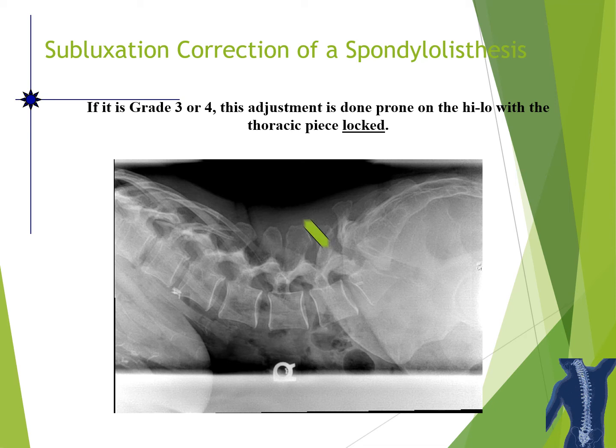And you can see here it has a pretty darn steep disc plane line for that. So we make sure that we drive through it. This arrow is not in the right position. I apologize. That arrow should be pointing at the sacrum and going through the disc plane line there. So grades 1 and 2 are adjusted in side posture, on the segment below. Grades 3 and 4 are adjusted on the high-low on the segment below. And if we're putting them on the high-low, the pelvis or thoracic piece stays locked to protect the spondylo.